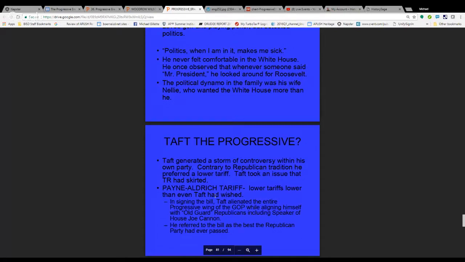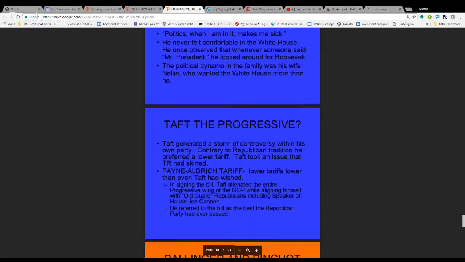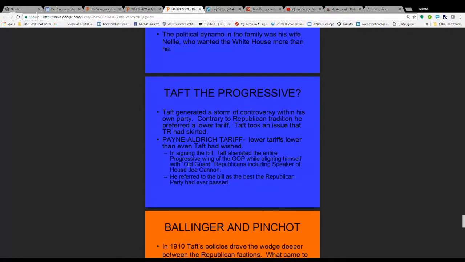So they lowered the tariff. The House lowers the tariff, but the Senate tacks on tariff enhancements. And Taft goes along with it. And so this is one issue where you have a betrayal. We have a betrayal. He's going to align himself with what we call, you see in here, the old guard Republicans. You're going to find that Taft is going to align himself with moderate Republicans and not the progressive Republicans.